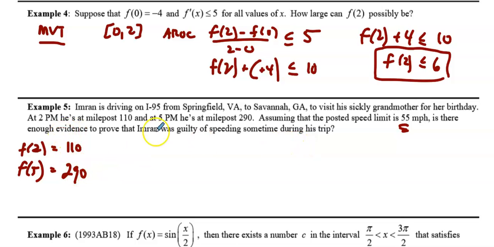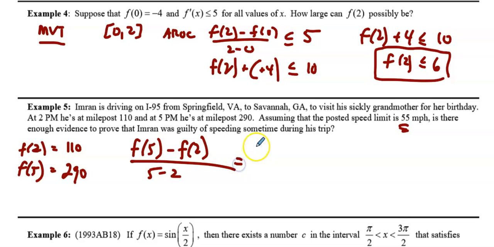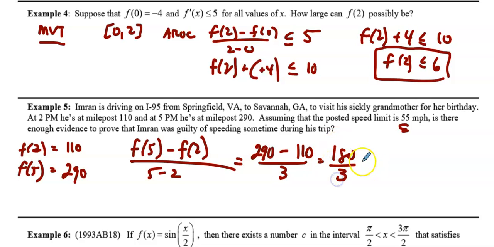So let's look at it. Well, let's find the average rate of change of our function first. And so we get 290 minus 110 all over 3, which gives us 180 over 3, which is 60. So this is saying that he was averaging 60 miles per hour over the course of 2 p.m. to 5 p.m.